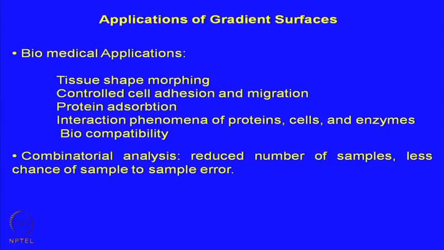You can also have a topographic gradient with, let us say, particles or other types of structures which may not be so regular. Let us look at some of the methods by which you can make these gradients. But before that, let us have a quick look at the applications of gradient surfaces. There are a whole lot of applications of gradient surfaces in biological applications, because within a living body there are all sorts of gradients.